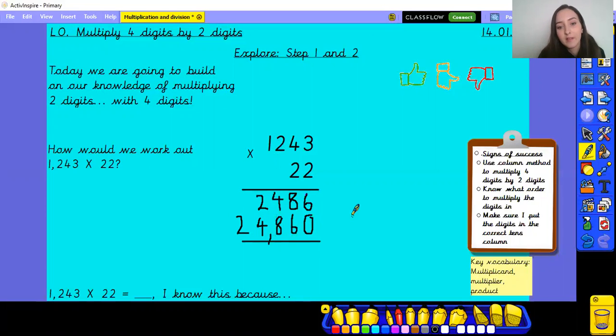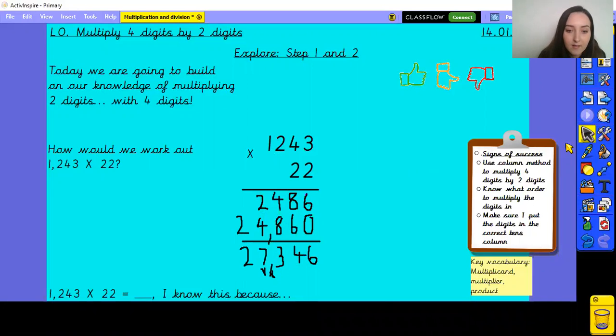And now to find our answer, we need to add these numbers together. So I'm going to start with 6 add 0 is 6. 8 add 6 is 14, so I put a 4 here and a 1 underneath. 8 add 4 is 12, add our 1 becomes 13. So I'm going to put another one under here. 2 add 4 is 6, and add the 1, that becomes 7. And we've got our 2 here, which stays as a 2. So our product is 27,346.